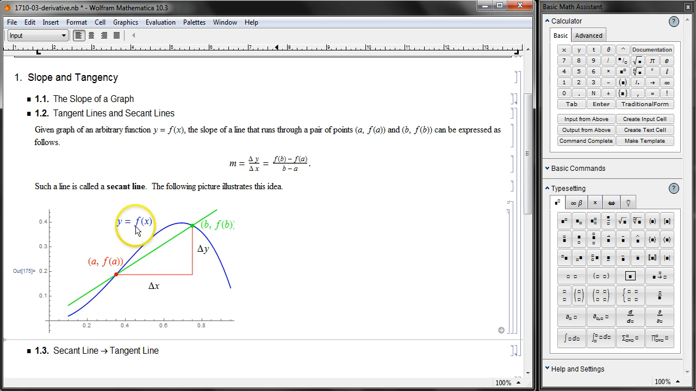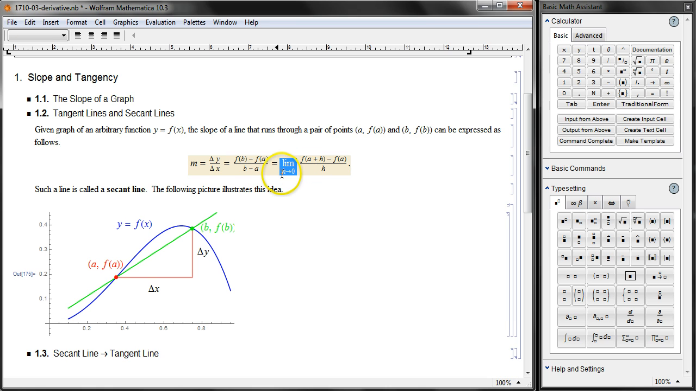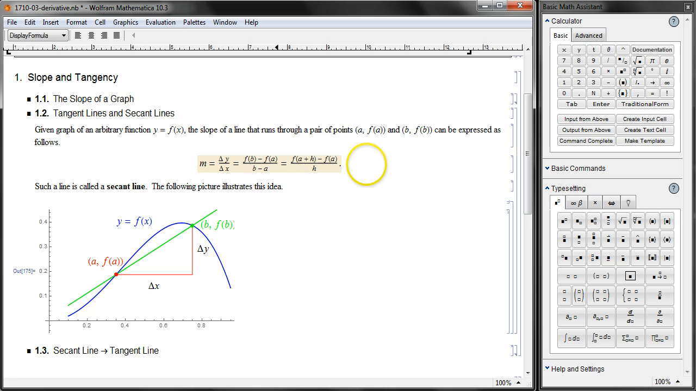Where y equals f of x, the slope of the secant line is f of b minus f of a over b minus a, the change of y coordinate over change of x coordinate. And upon taking the limit, if you take h as b minus a, then this is h, and b is a plus h. So we have this expression here, which we call the Newton quotient, and that is the slope of the secant line.